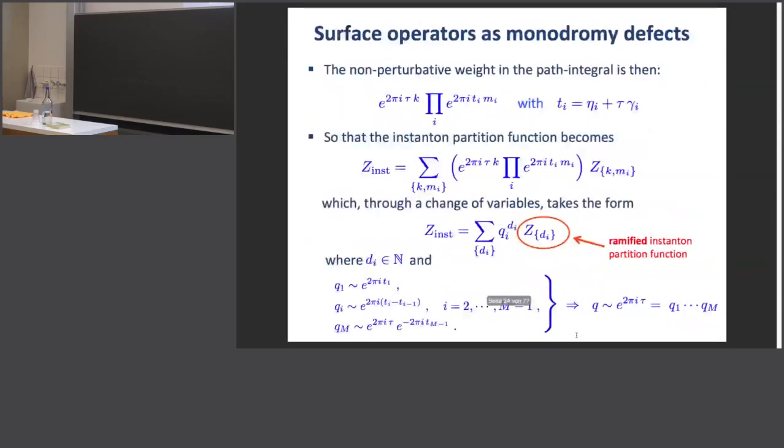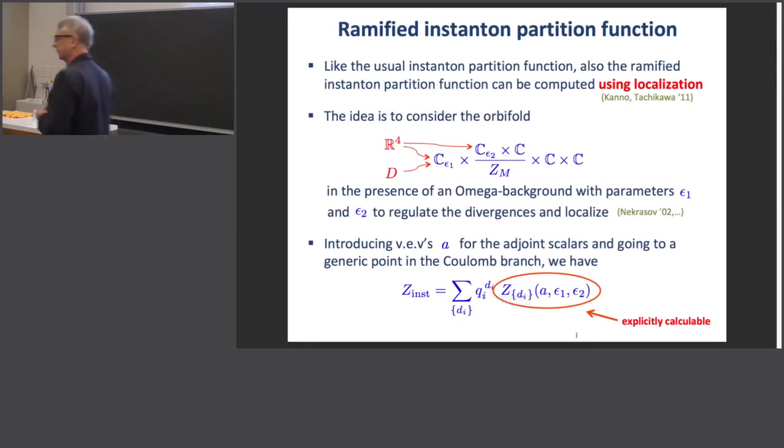So just like the ordinary instanton partition function can be explicitly computable, for example, using equivariant localization a la Nekrasov, also this ramified instanton partition function can be given a very explicit expression in various examples, by using, again, equivariant localization, or actually a generalization of this approach due to Kanno and Tachikawa of a few years ago.